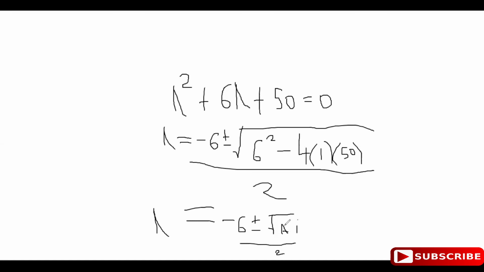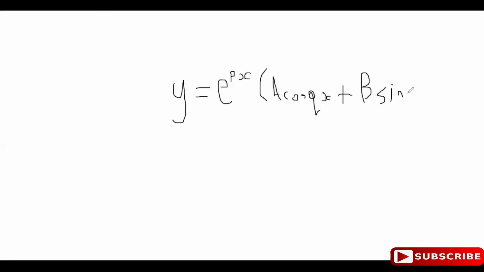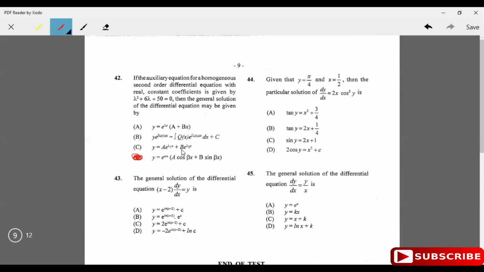over 2. But remember that when the solution is complex, then the general solution is going to be of the form y is equal to e to the px times a cos qx plus b sine qx. That's when the solution is complex. Whenever you solve your auxiliary equation and you get that lambda is equal to p plus or minus qi, then this is the general solution. So that is dog.